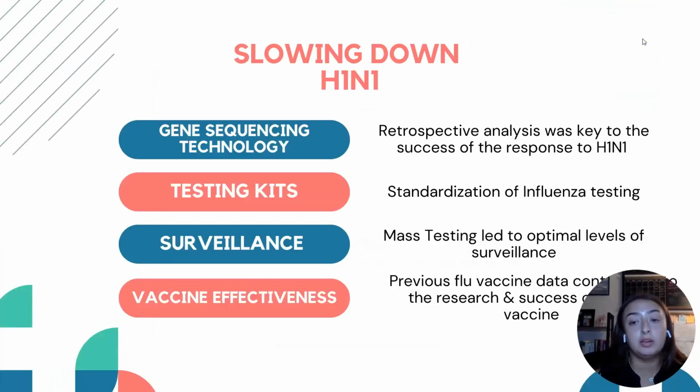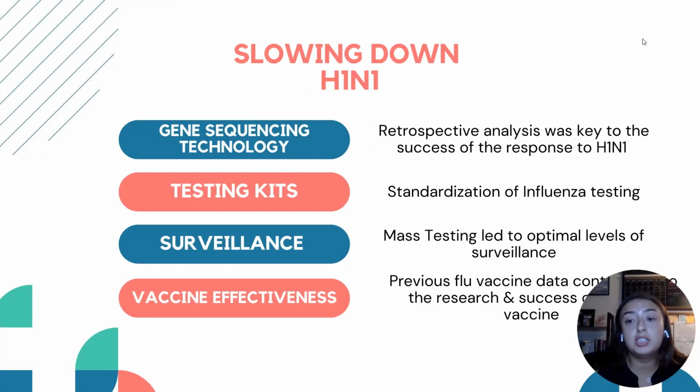Slowing down the H1N1 virus. To slow down the spread of the H1N1 virus, which is also known as the swine flu, there were great successes that helped minimize the outbreak and bring it out of the pandemic. Gene sequencing technology. These labs were able to use molecular testing to pinpoint accuracy when testing for H1N1. It is able to look at the virus's genetic makeup and genome.